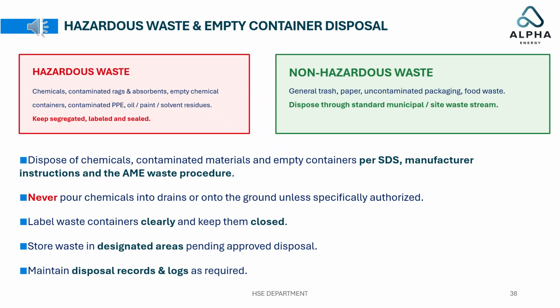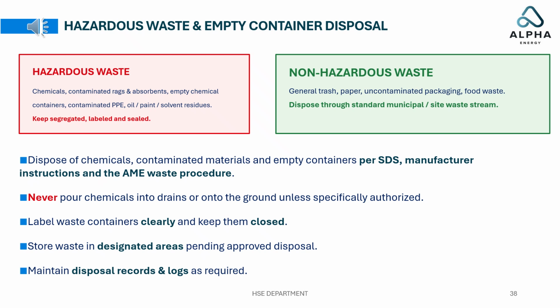This is a critical part of chemical safety that often gets overlooked. First, let's understand what counts as hazardous waste. This includes chemicals themselves that are no longer usable, contaminated rags and absorbents, empty chemical containers, contaminated PPE and oil, paint, or solvent residues. All of these must be handled as hazardous waste. These materials must be kept segregated, properly labeled, and sealed. You cannot just throw them in the regular trash.